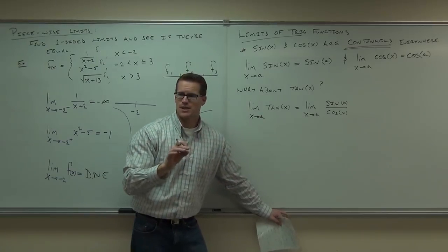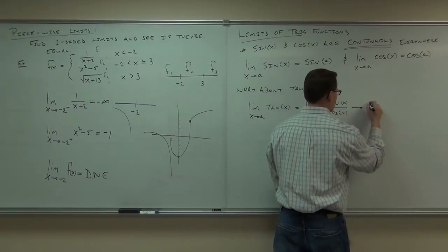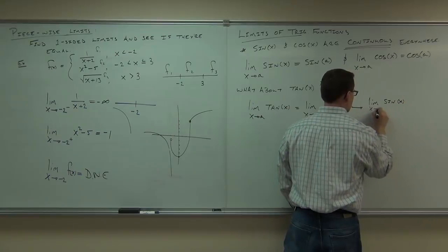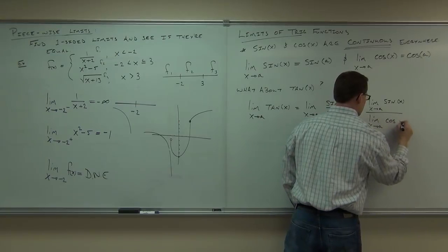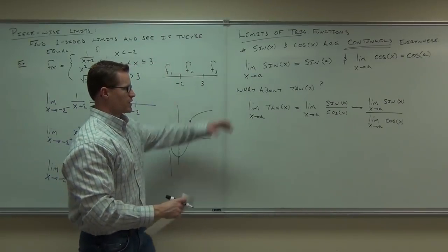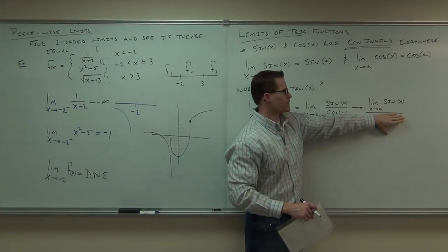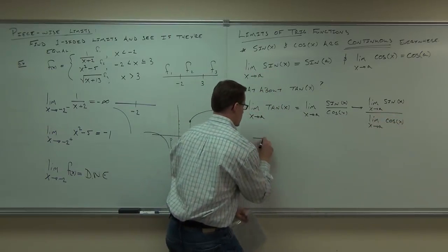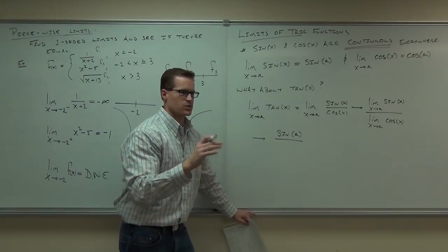Now there was one property of limits that said you can separate limits by division. You remember that property? Kind of cool. Let's do it. Okay. So limit of sine, limit of cosine. Do we know what the limit of sine x is as x approaches a? Sine a, sure. So this says, okay, I've got sine a. What's the limit of cosine as x approaches a?